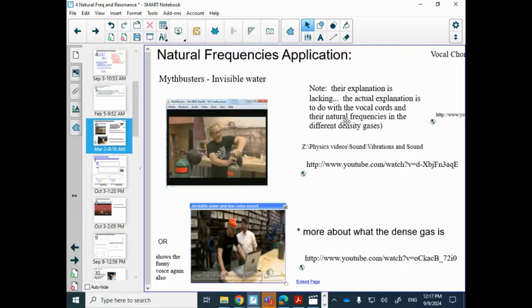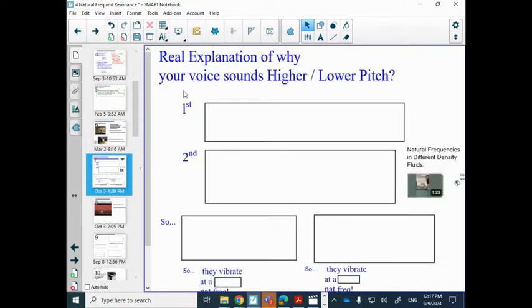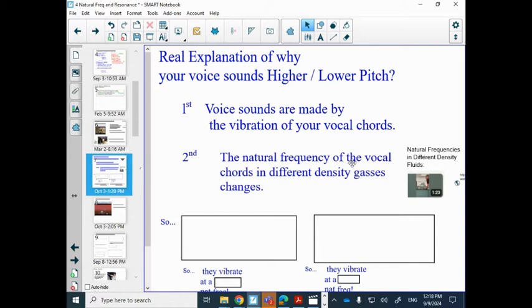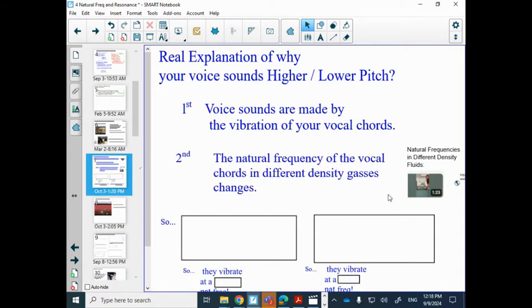And sort of the frequency that they vibrate at, right? And so we can do a way more thorough job explaining why, if we consider that your voice sounds are made by vibration in your vocal cords. And then we're going to look at here, well, I may as well say here, the natural frequency of the vocal cords is different in different densities of gases.